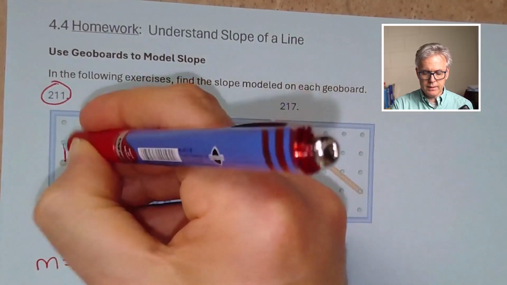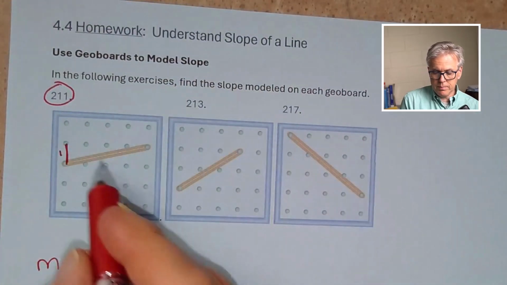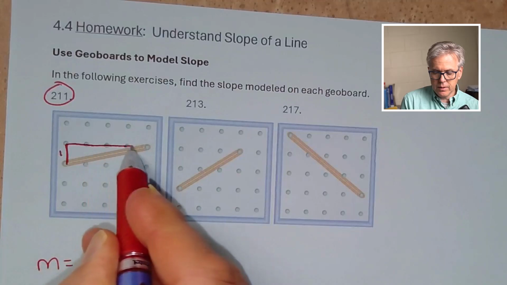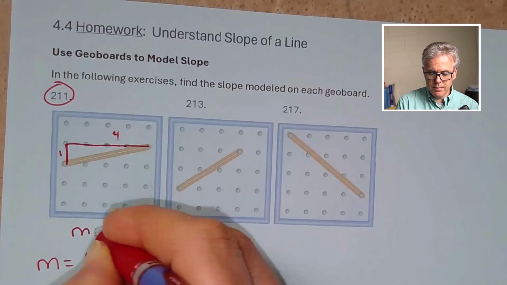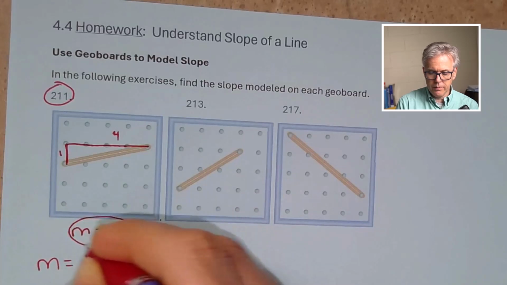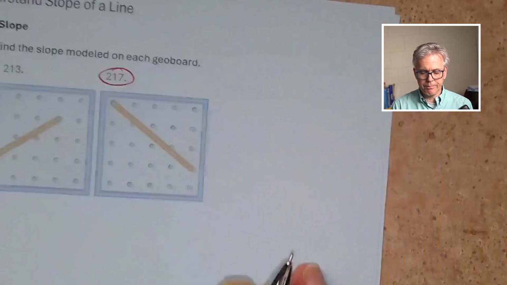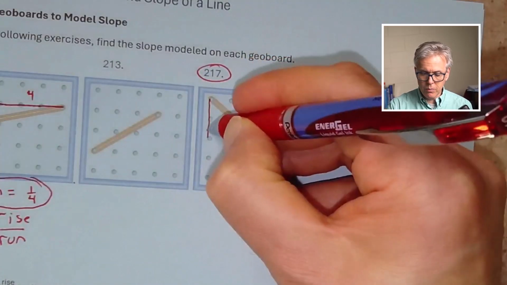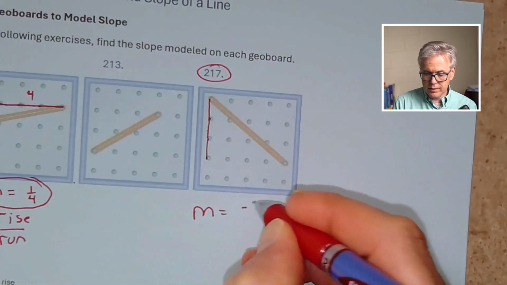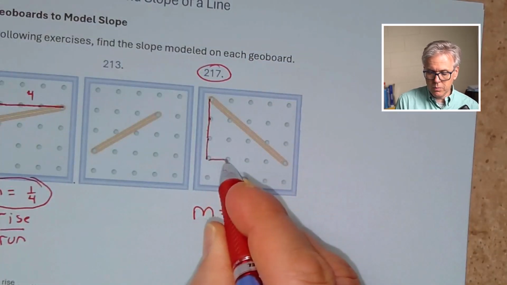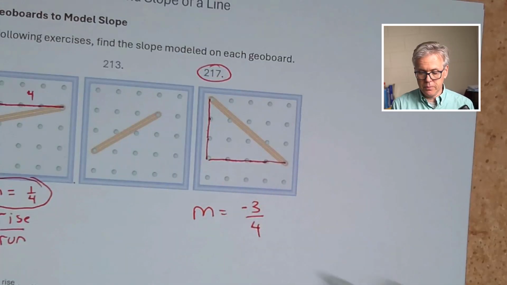So my vertical distance, in this case, like for number 211, is 1 over what's my run? 1, 2, 3, 4. So my slope there is 1/4, and we'll just say m equals 1/4. Now if it goes down, maybe I'll go ahead and do 217. Here, I'm going down 1, 2, 3. So down 3, and then over 1, 2, 3, 4. So it ends up being a negative 3/4.